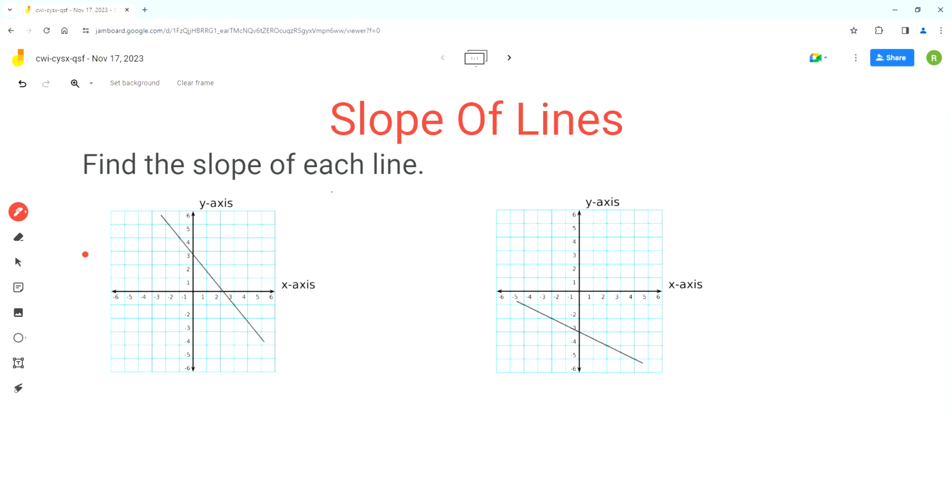So in this video, we'll find the slope of these straight lines. So let's start with the straight line on this left side. So the first step here is to identify two exact points that lie on this straight line.